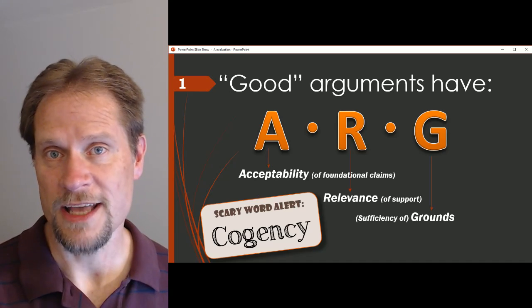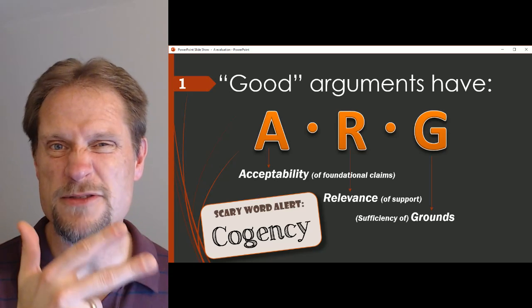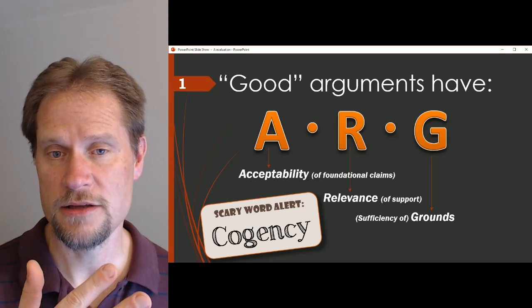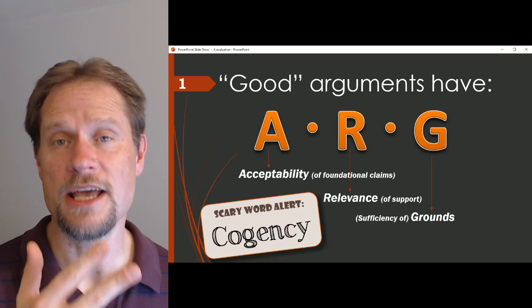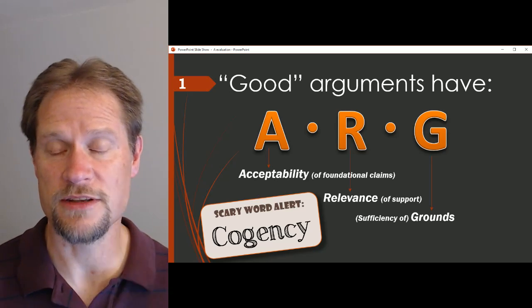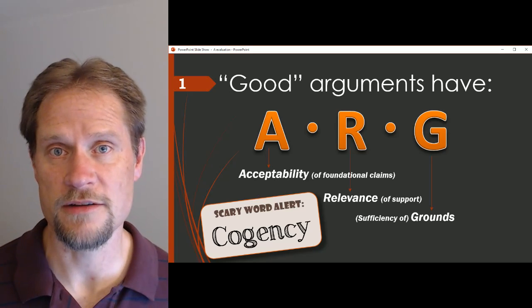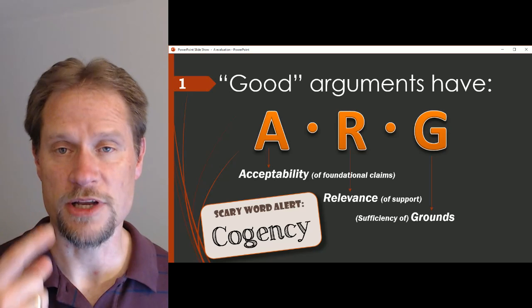And so, again, to remind you, good arguments have three different components, and they have to be good in all three to count as a good argument. So we're breaking down one big job, which is evaluation of the goodness of an argument, or the cogency of the argument, into three parts. And so we're going to do each one separately.